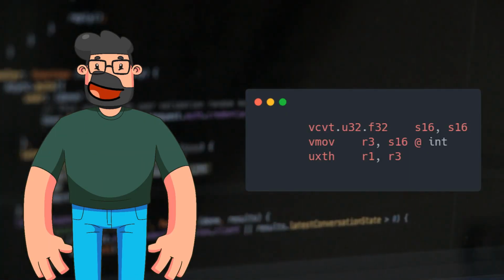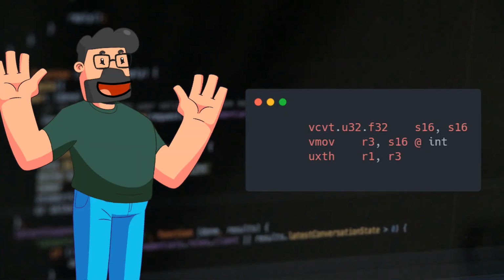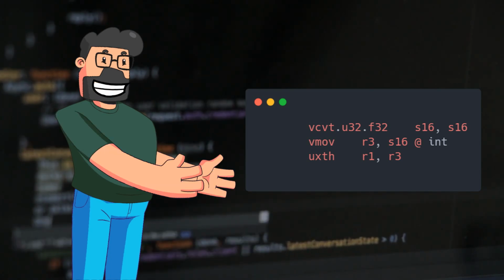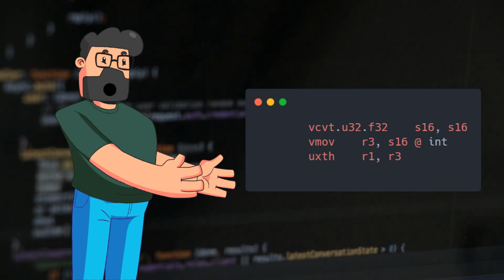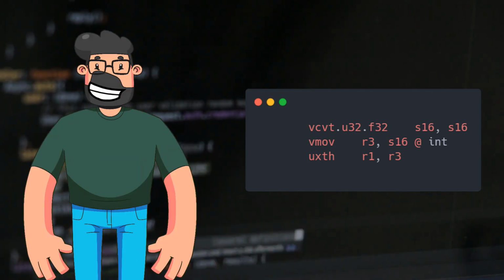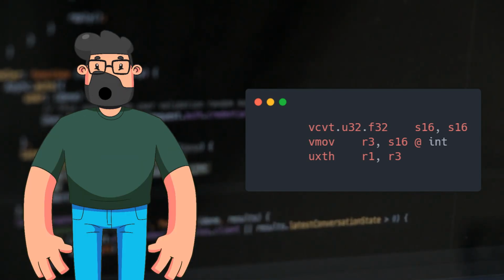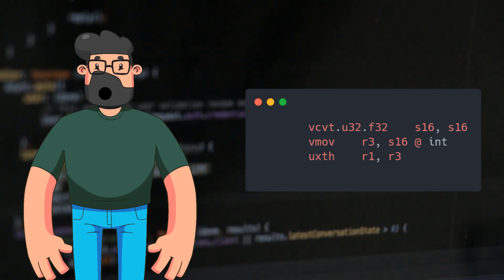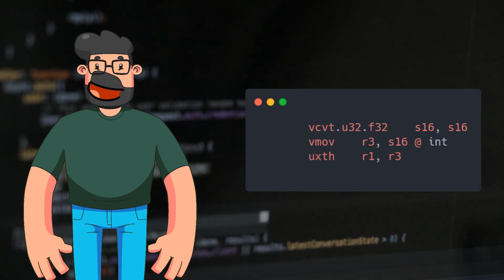Now, let's delve into the solution to this problem. In this specific case, we discovered that a potential cause of the unexpected behavior lies in the conversion of a float to an unsigned integer. The key insight here is the sequence of instructions involved in converting a float to a uint16_t.